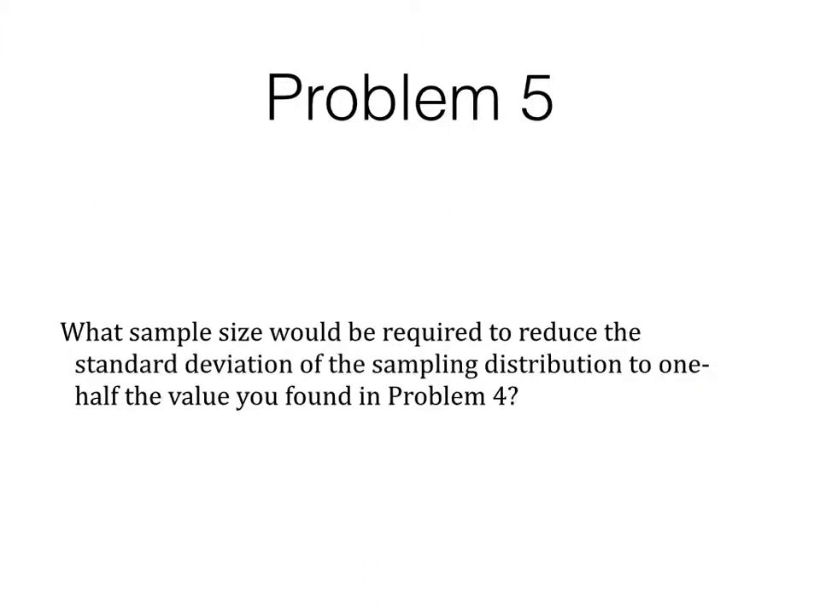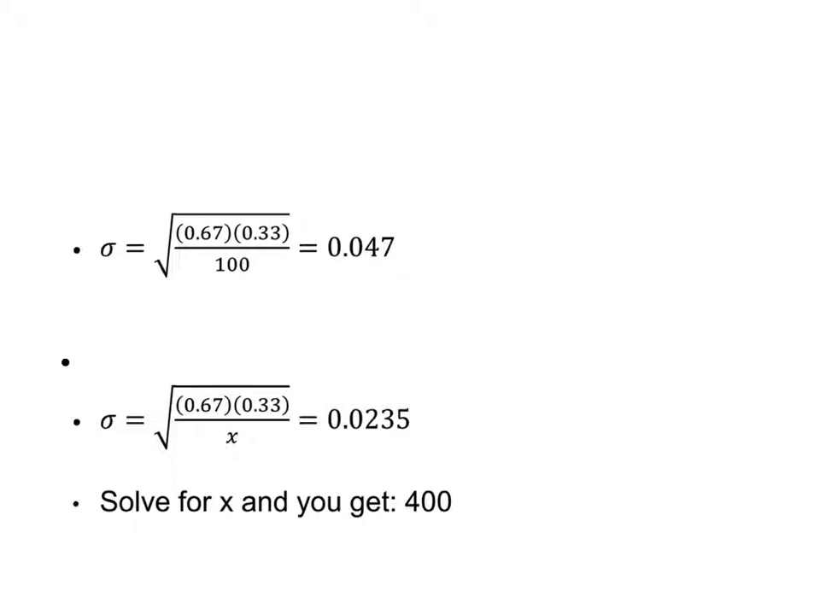Problem 5. What sample size would be required to reduce the standard deviation of the sampling distribution to 1/2 the value you found in problem 4? Pretty tricky, but it's actually not that bad. It's honestly a little bit of algebra. This is probably the most algebra you'll do in this class. Our formula for standard deviation was the square root of 0.67 times 0.33, all divided by 100, and that gave us 0.047.